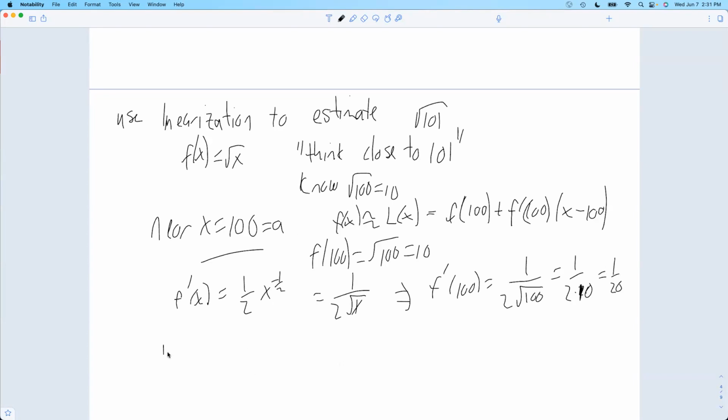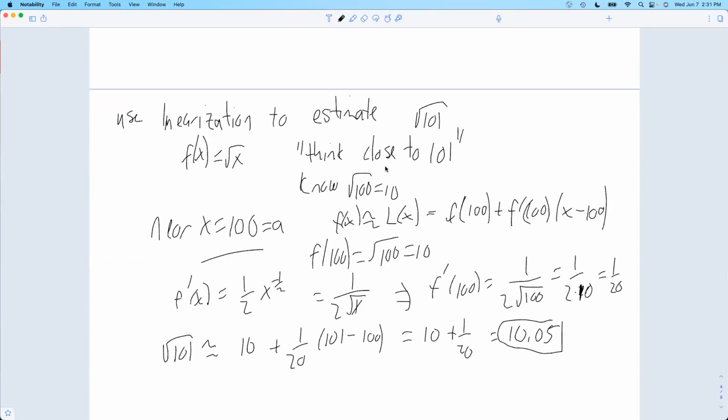So that means square root of 101 is approximately equal to 10 plus 1/20 times my change in x, 101 minus 100. That's just 1. So that's just 10 plus 1/20. 1/20 is 0.05. That's 10.05. So I did all this work in my head, and I can get a calculator out. I've just estimated square root of 101.